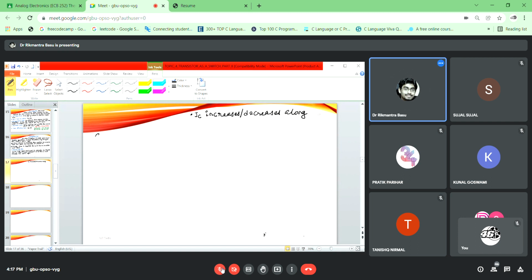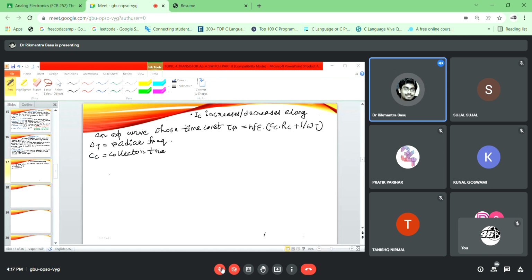along an exponential curve whose time constant TR is given as, which depends on the radio frequency, and CC is the collector transition capacitance.